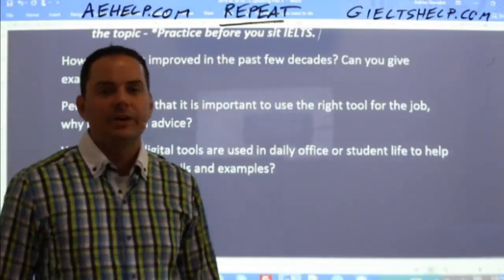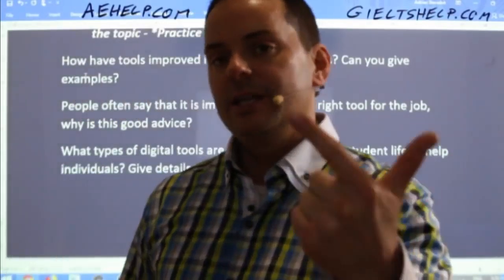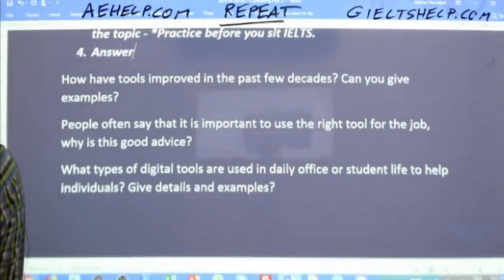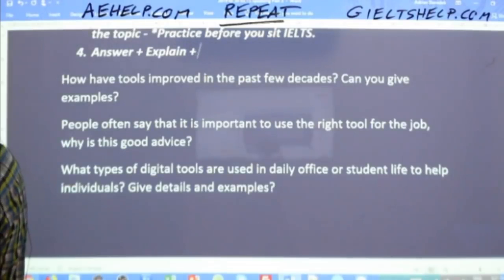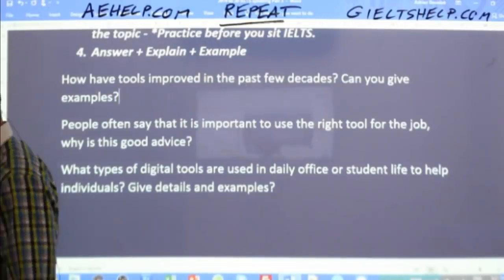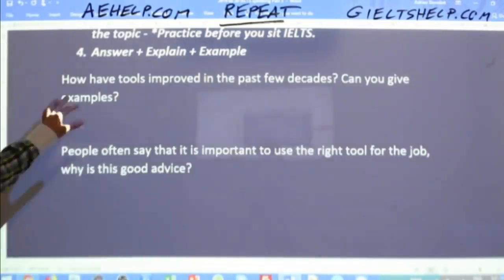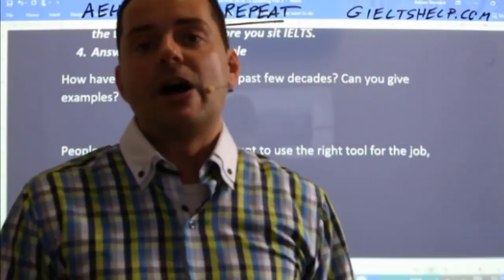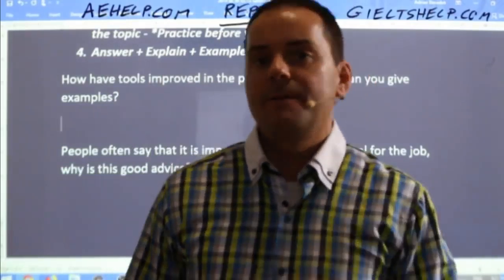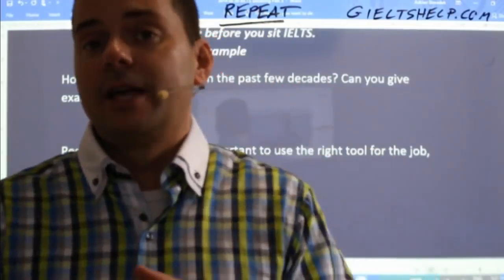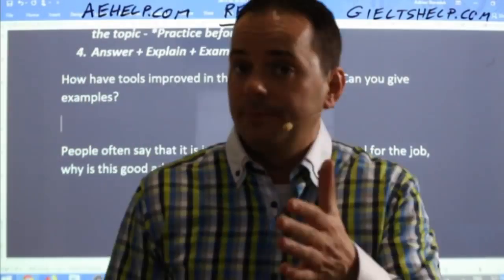Remember, the key here is answer, explain, example. That's the key to a high score. Answer plus explain plus example, a smooth flowing example, so the examiner doesn't stop you or jump to the next question. How have tools improved in the past few decades? Now, you might have to think about a specific type of tool, like carpenter tools, kitchen tools, or computer tools. It's up to you.